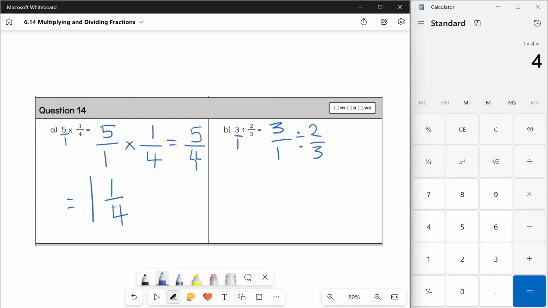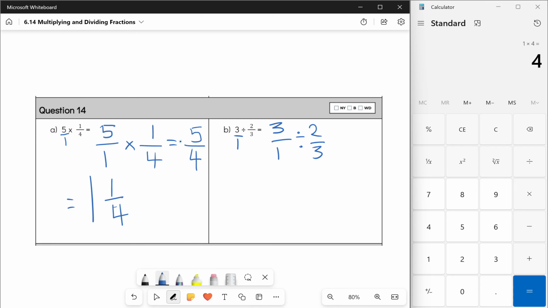But when we're changing an improper fraction into a mixed fraction, you just want to see how many times your denominator, your bottom number, fits into your top number. That will make your whole number. And then what's left over? After the 4 fit into the 5, there was 1 left over because 5 is 1 more than 4. So that 1 went up here, and then our denominator stayed the same.